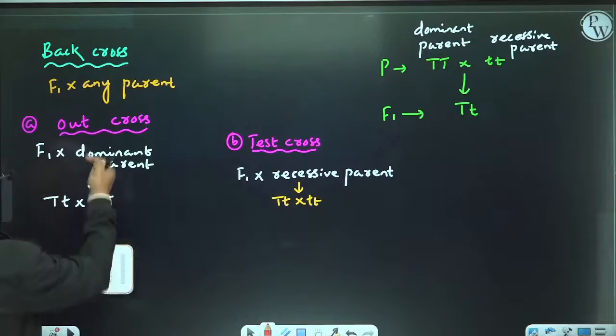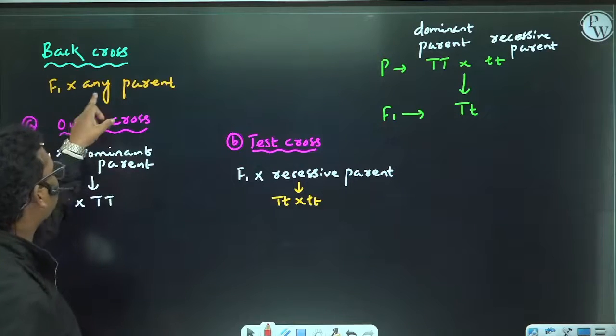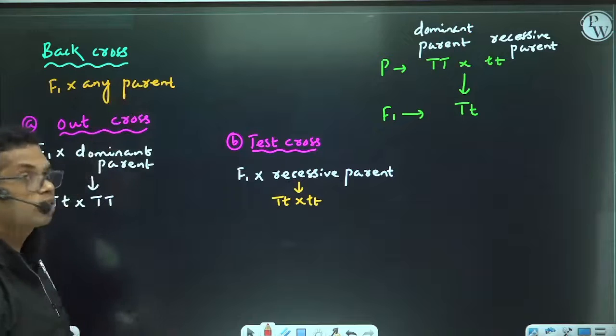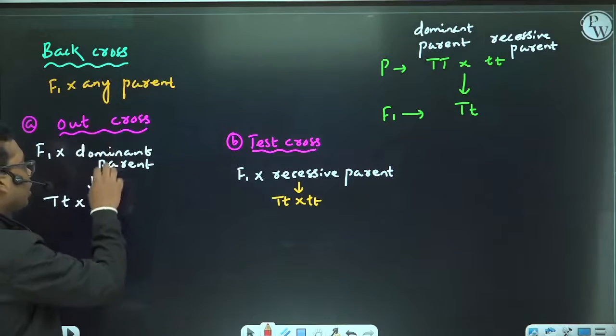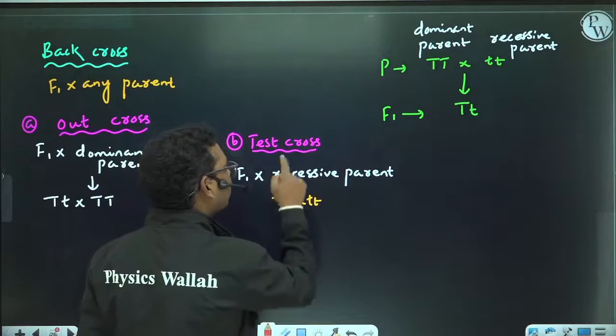So let me tell something about back cross. So what do you mean by back cross? If the F1 generation is crossed with any of the parent, that is called as back cross. So if F1 is crossed with dominant parent, that is called as out cross. And if the F1 is crossed with recessive parent, that is called as test cross.